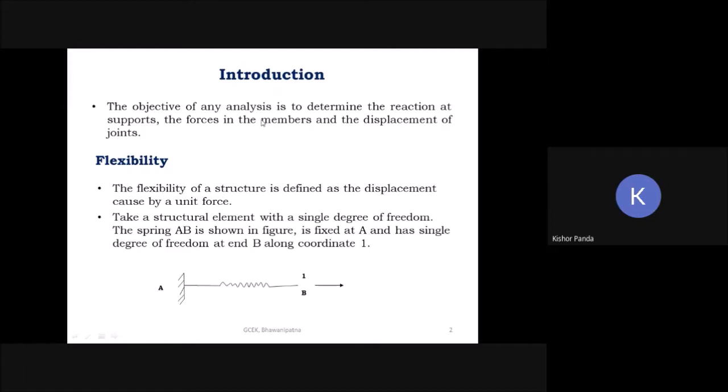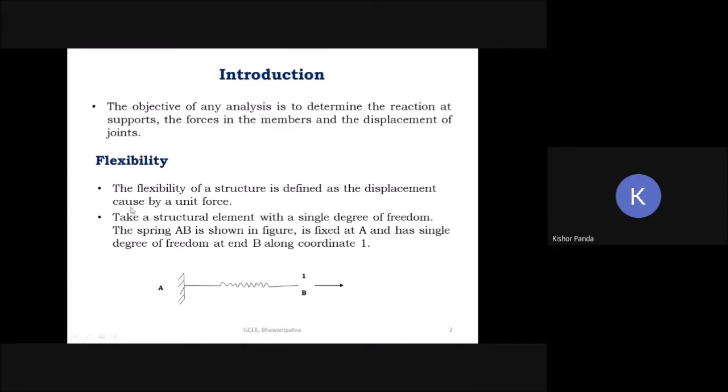So here we will start the matrix method of structural analysis. In matrix method, we will discuss the flexibility matrix method of structural analysis and the stiffness matrix method of structural analysis. So there are two methods: flexibility method and stiffness method.